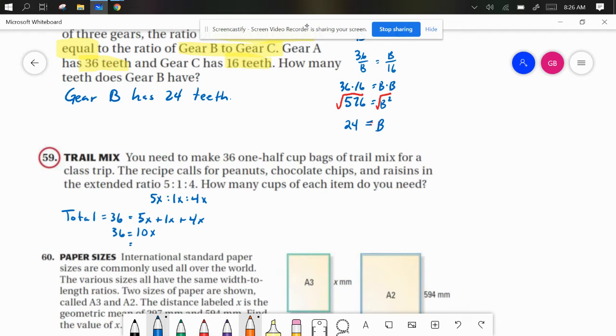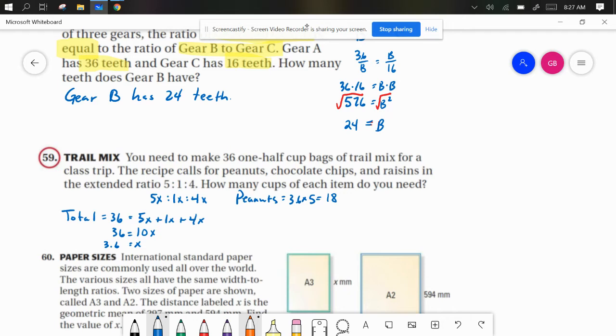And 36 divided by 10 is 3.6. So if x is 3.6, I'm going to multiply by each number in the extended ratio to get the number that we need. So for peanuts, 3.6 times 5 is 18.